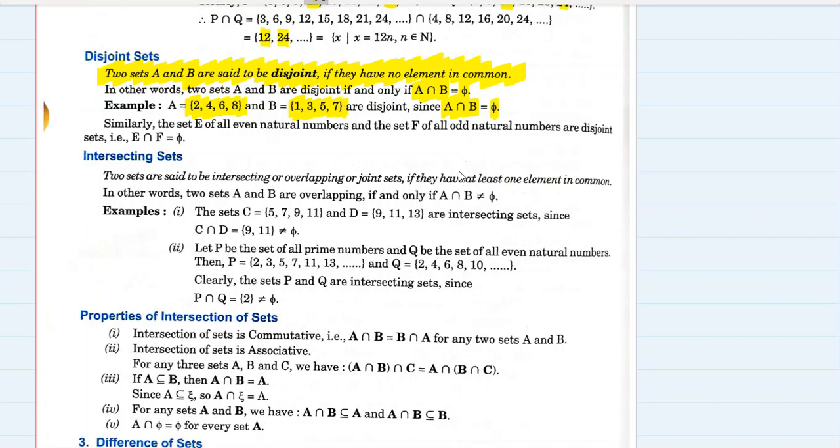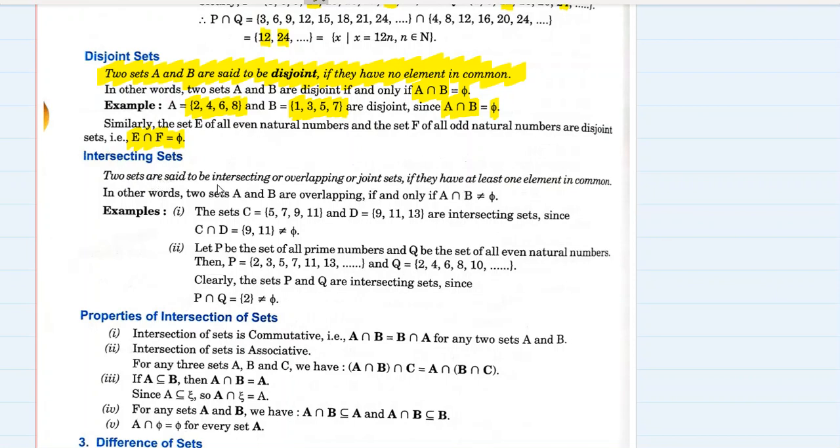Similarly, the set E of all even natural numbers and set F of all odd natural numbers are disjoint if E intersection F is a null set. So, two sets are called disjoint sets. That means they have nothing in common if their intersection is a null set.